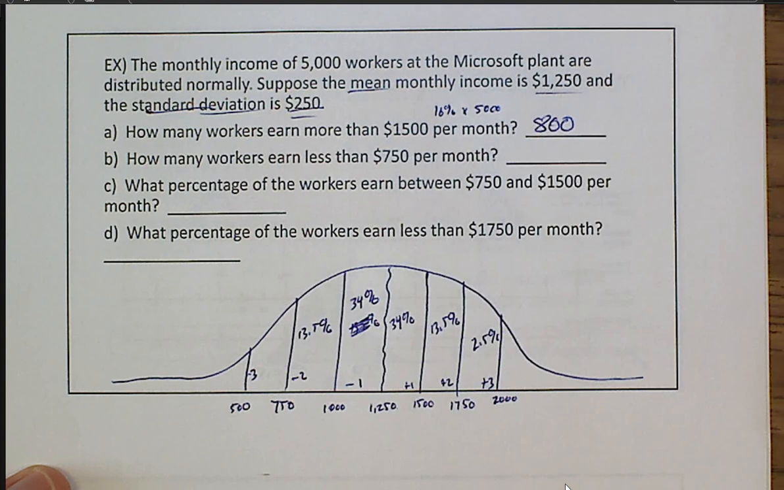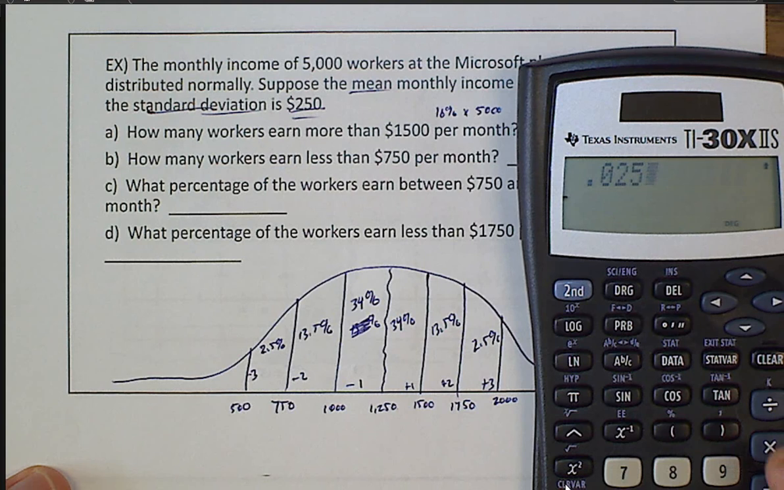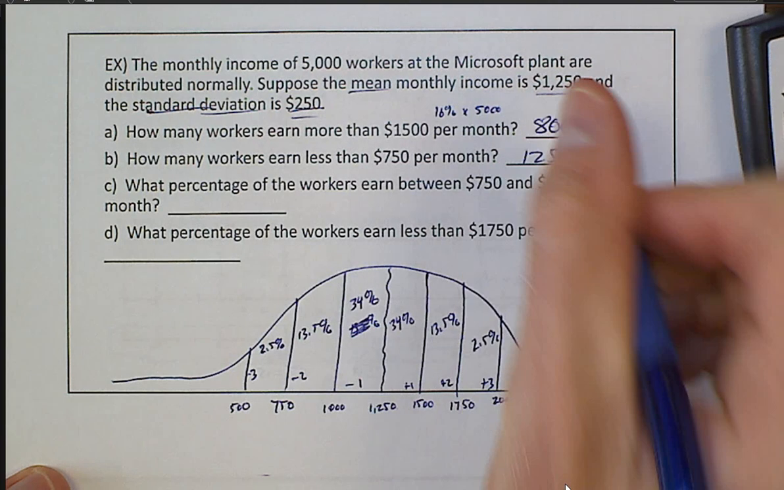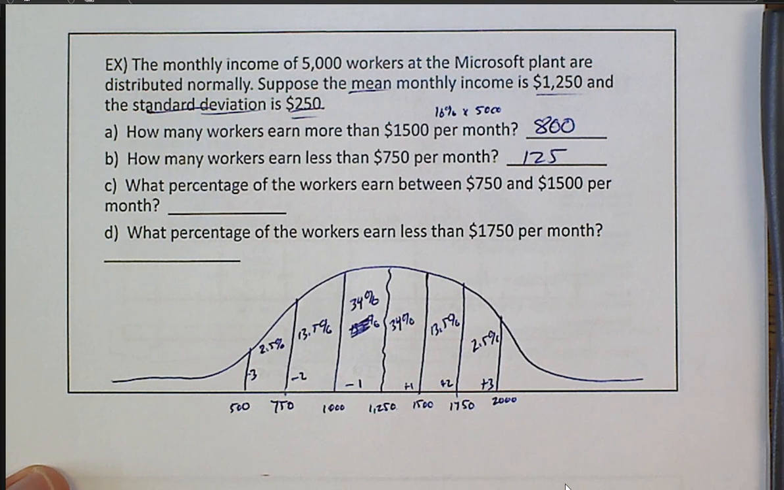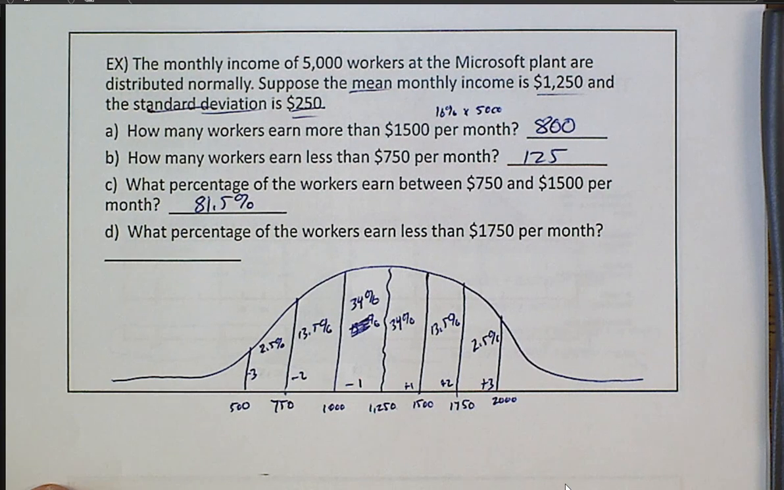So 800 workers. Okay. Part B, how many workers earn less than $750 per month? This was 2.5%. So 0.025 times 5,000 workers. It's going to give me 125. Okay. And part C, what percentage of the workers earn between 750 and 1,500? Add up the percentages. 34 plus 34 plus 13.5. I should get 81.5%.